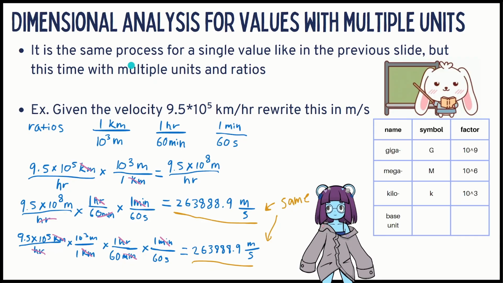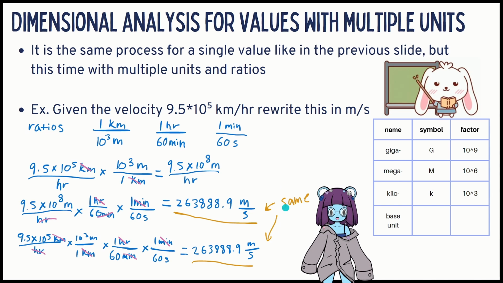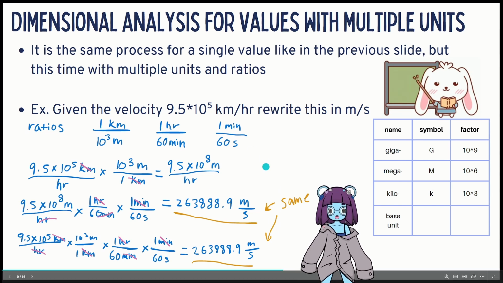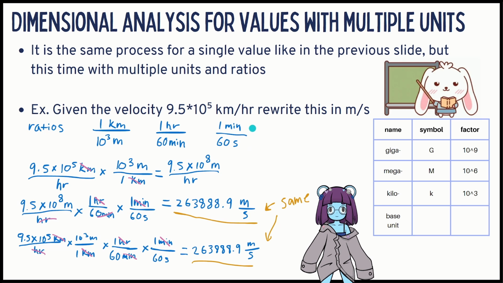Dimensional analysis for values with multiple units. When doing dimensional analysis here, it is the same process for a single value, just like the previous slide, but this time you use multiple units and multiple ratios. So for this example, or this question, we have the given velocity, which is in kilometers per hour, and we have to rewrite this value in meters per second. I've actually shown it 2 ways here, but I will go over the first way, which is to convert the different measurement units individually. So here I am changing the length unit, and on the bottom one I'll be changing the measurement of time.